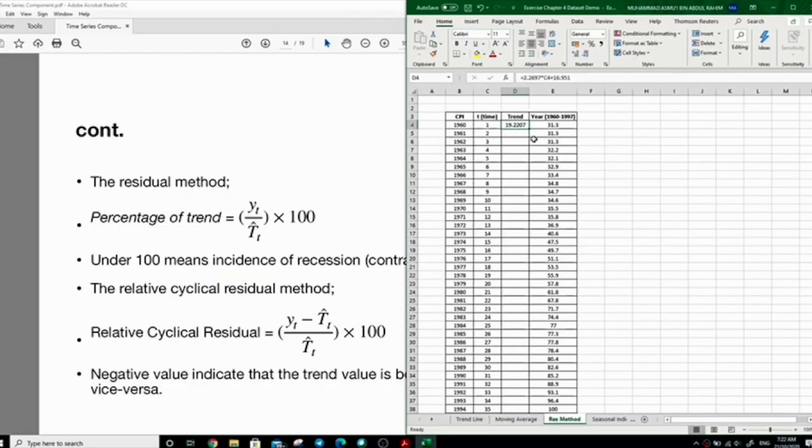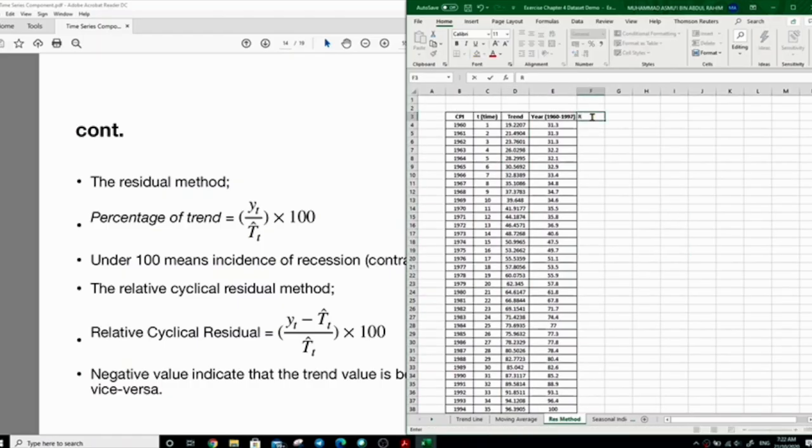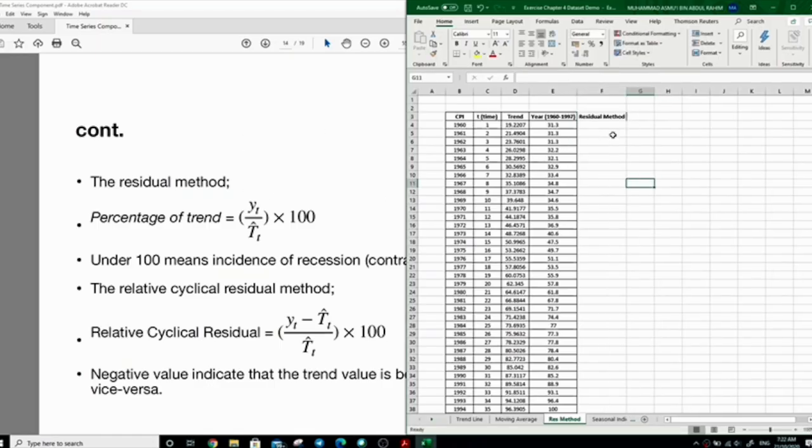So for the residual method, I drag. The formula is Yt over Tt. Yt, the actual value, over the trend component, the estimated trend component, times 100. Then you drag.